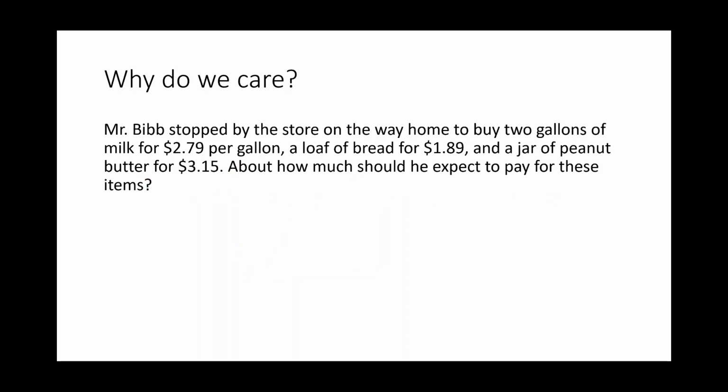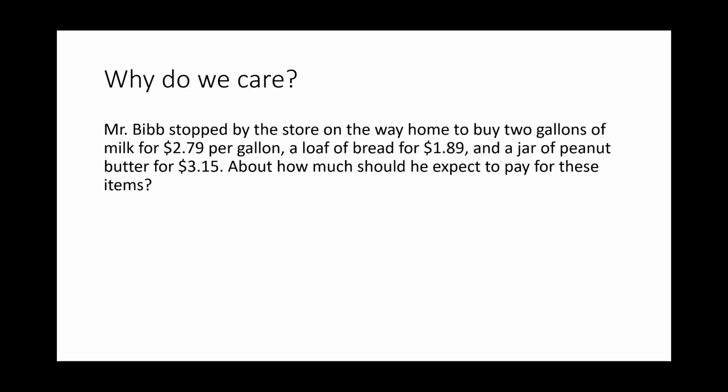Why do we care anyway? Well, it can help us estimate. By that I mean I'm going to round everything up to the nearest whole number. That can make my calculations pretty easy. Mr. Bibb stopped by the store on the way home to buy 2 gallons of milk for $2.79 per gallon, a loaf of bread for $1.89, and a jar of peanut butter for $3.15. How much money should he expect to pay for these items?